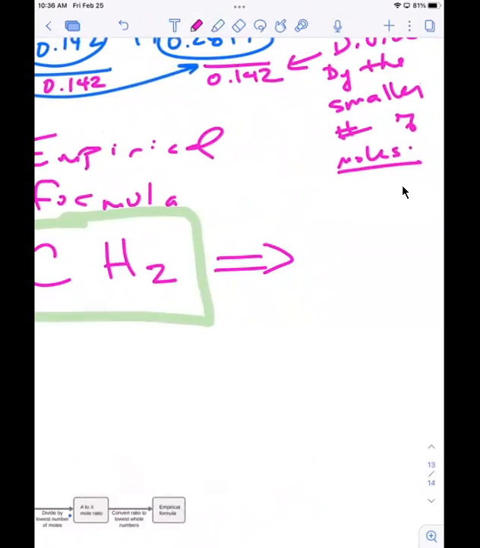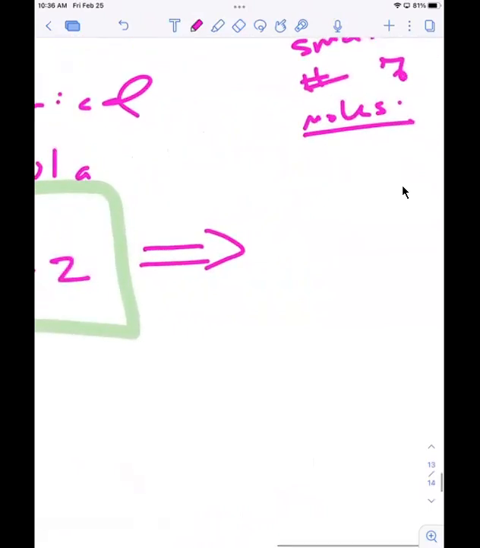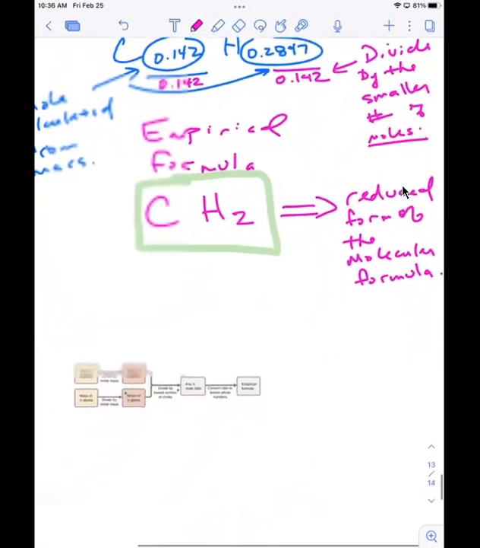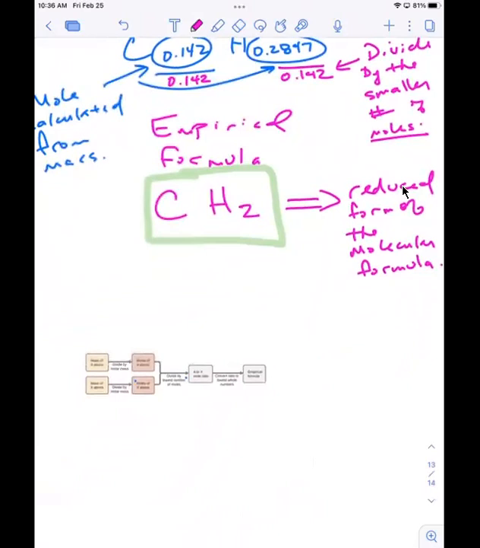So it just gives you an approximation of the atoms that are present, but it doesn't tell you the exact number, right? So this is the reduced form of the molecular formula. Right? It's an approximation. It's a relative. This is the relative amount of carbon and hydrogen. That's what the empirical formula tells us.